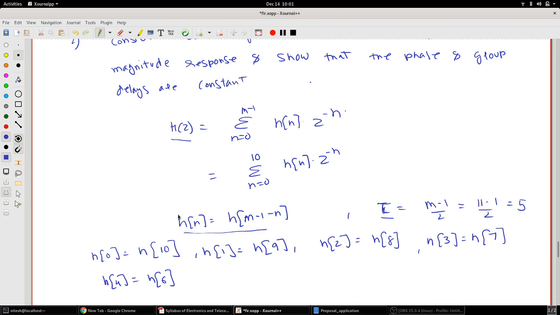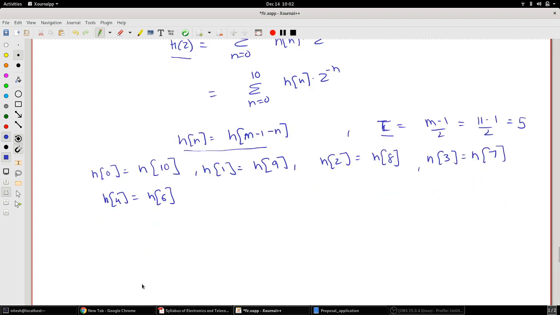In the same way, the other property is that h of n will be equal to h of M minus 1 minus n, which means it's a symmetric filter. Since this property is true, where M is 11, h of 0 is equal to h of 10, h of 1 is equal to h of 9, h of 2 is equal to h of 8, h of 3 is equal to h of 7, and h of 4 is equal to h of 6. So this will also be true.